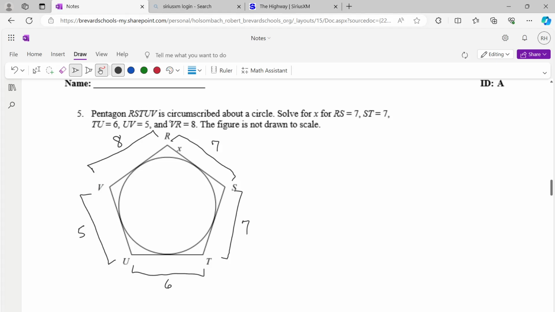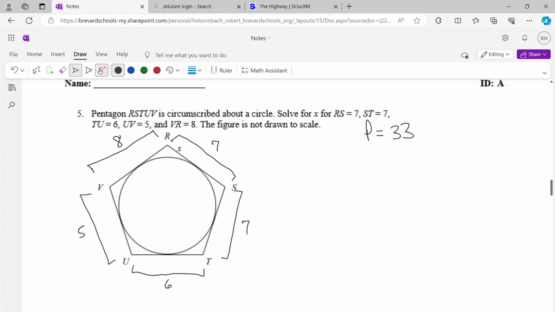All right. So pentagon is circumscribed about a circle. Solve for x for these dimensions. Figures not drawn to scale. We have to solve for this x right here. First thing we want to do is find the perimeter. The perimeter of this shape is the sum of the sides. So 7 plus 7 is 14, plus 6, plus 5, plus 8 is 33.